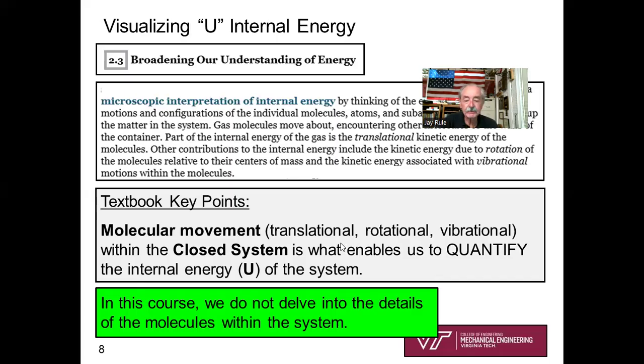So that's what enables us to quantify the internal energy U of the system, because a lot of other engineers and physicists have done great jobs, and it's quantified in the book. The textbook shows us how to quantify a value for the internal energy U of the system, let's say in kilojoules or kilojoules per kilogram, based on the molecular movement at a certain point in time, depending on the state of the substance.